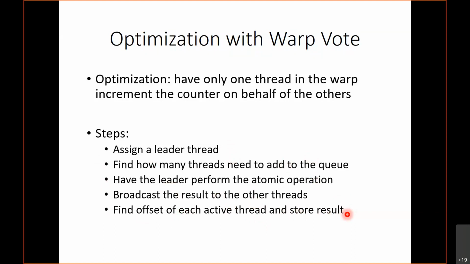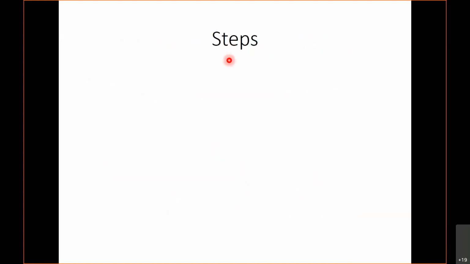Okay, so let's start with the first step, which is assigning a leader thread. What we'd like to do is assign a leader thread. To assign a leader thread, can we just say that thread 0 is the leader? Right, can we say that thread 0 is always the leader? Yes, I guess you have to make sure it doesn't drop out.